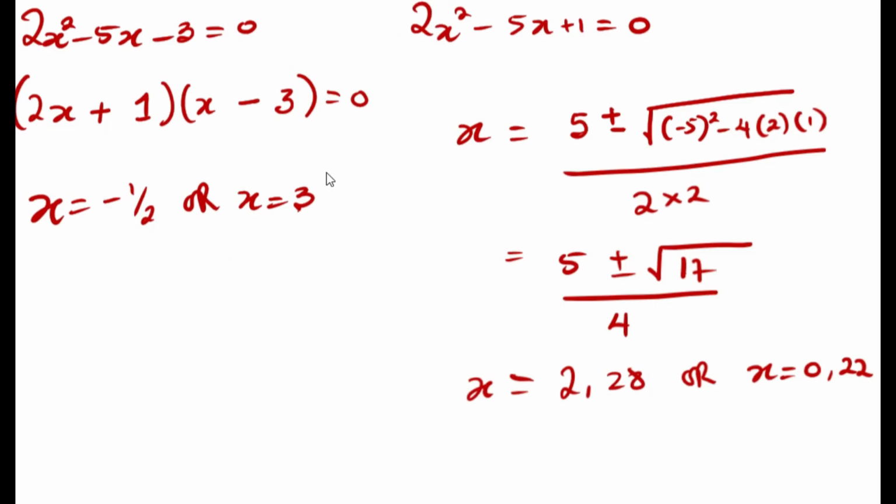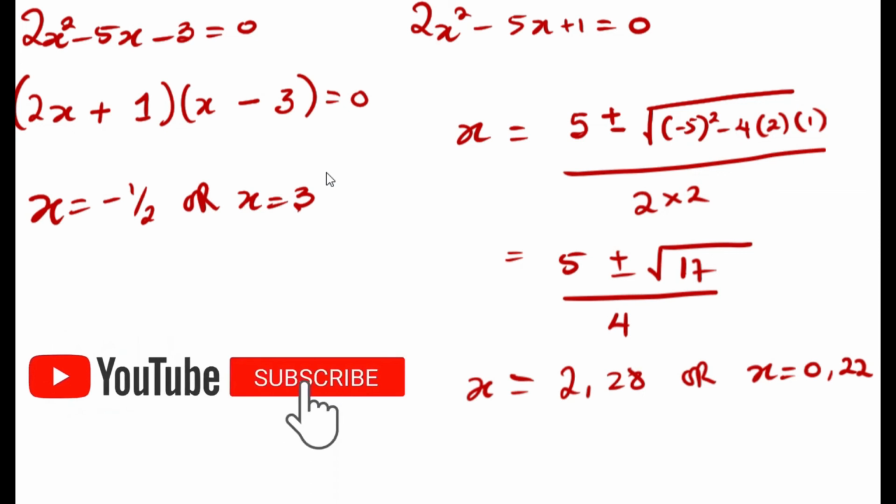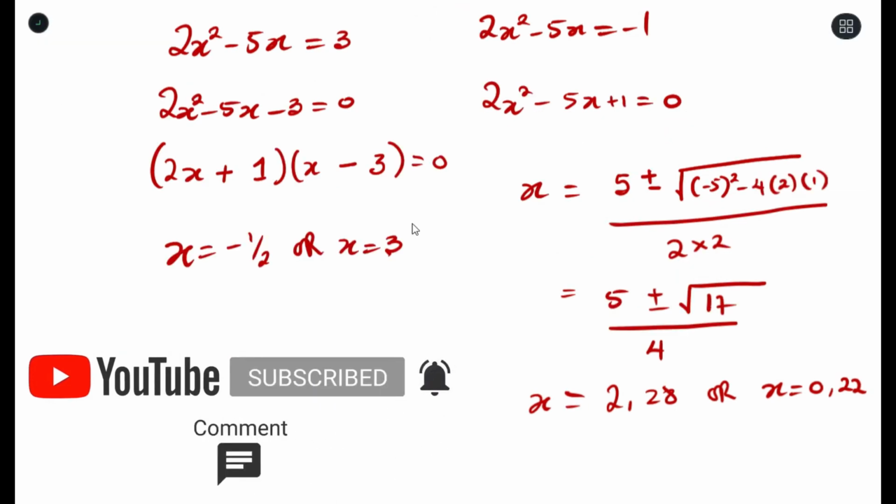So we have four answers. x is equal to -1/2, x is equal to 3, x is equal to 2.28, or x is equal to 0.22. And that's all.